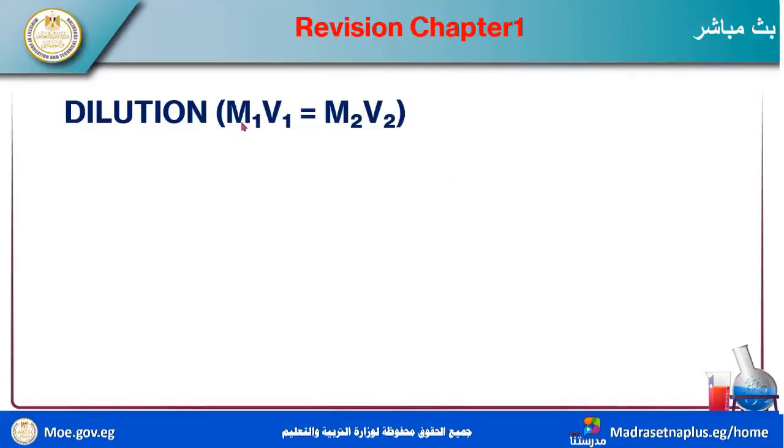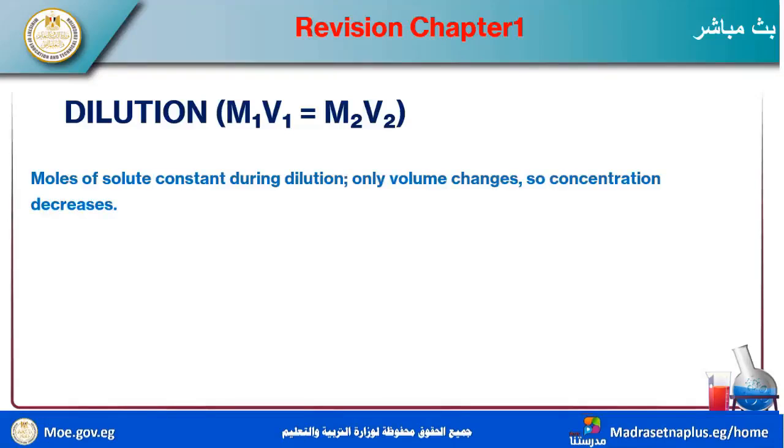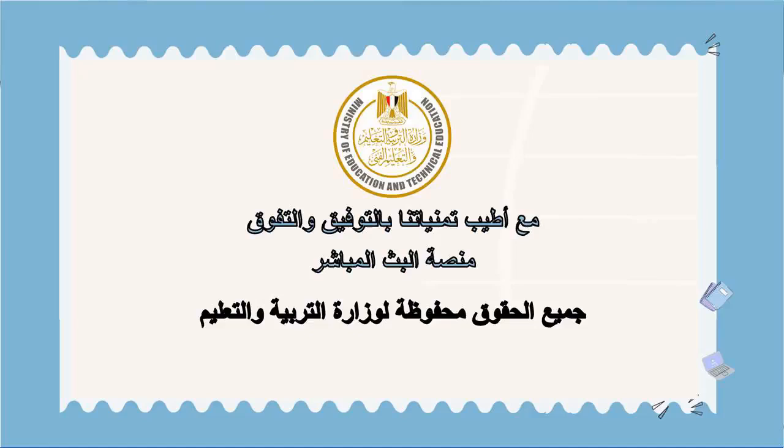M1 times V1 equals M2 times V2. M1 is the concentration before dilution, V1 the volume before dilution, M2 the concentration after dilution, and V2 the total volume of the solution. I mean if you have 100 milliliters and you add 300 milliliters, V2 equals 400 milliliters, because V2 equals V1 plus the addition. Now we can use this law to calculate the molar concentration after the dilution.